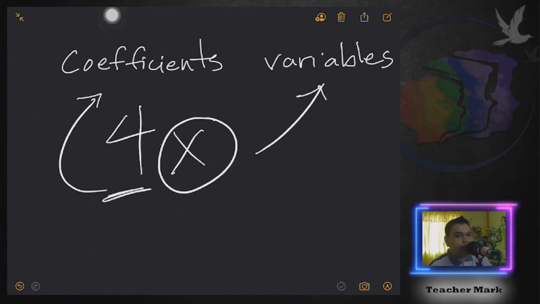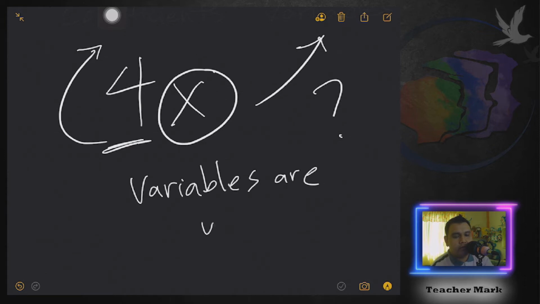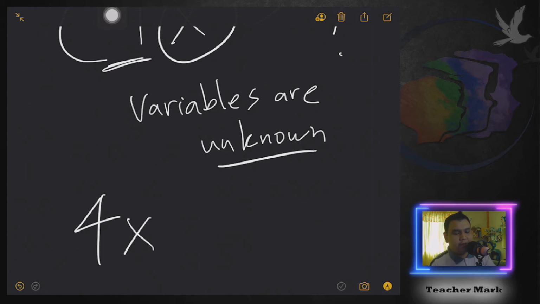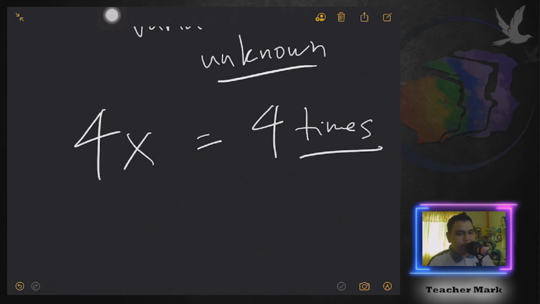What do you mean by variable, you might ask. What is a variable? Variables are usually unknown. They are unknown, which means we can replace them with any value. By the way, since you are used to your basic mathematics, you might think that 4x is 4 times, which is not. Okay, do not read it as 4 times. It is 4x, where x can be replaced by any value.